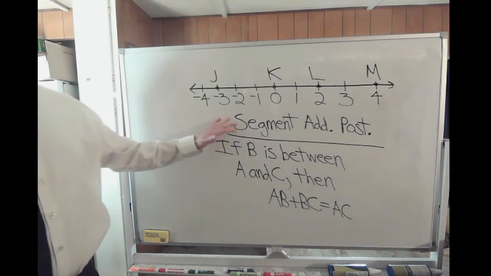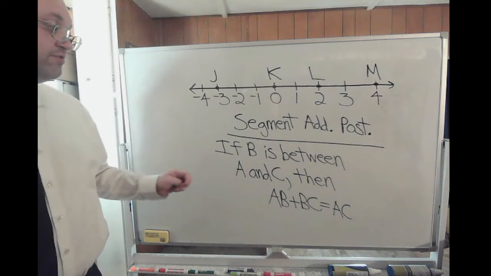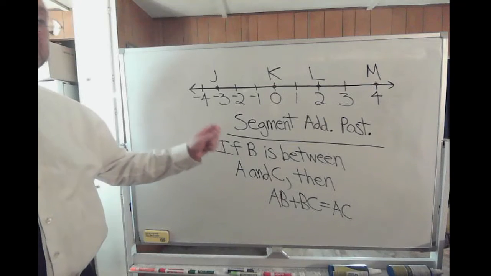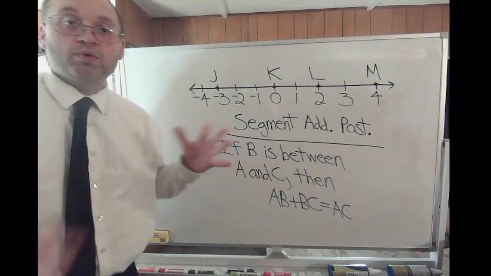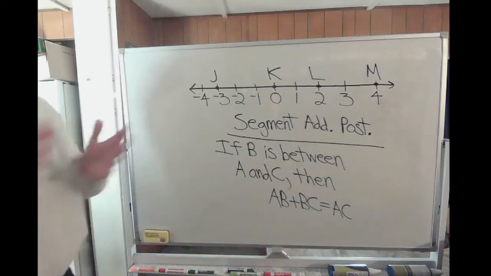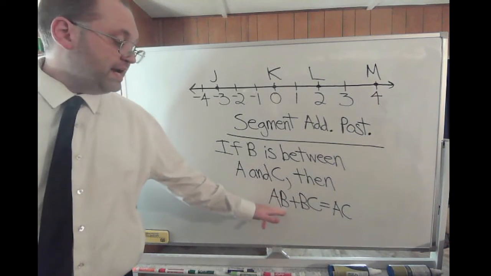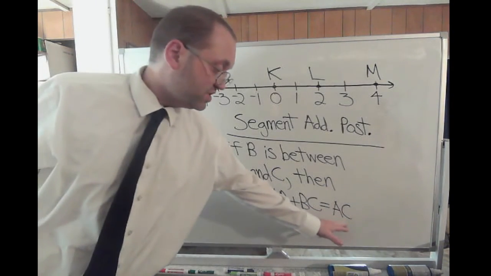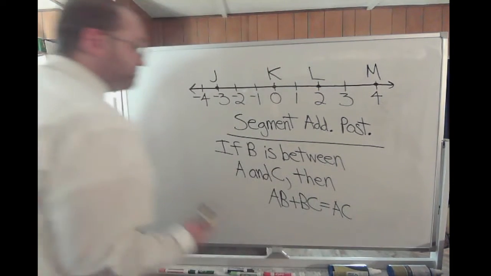Basically the idea of the segment addition postulate is you have 3 points: A, B, and C. A starts the segment, C is at the other end of the segment, and in between points A and C you have B somewhere on the segment. The idea is that you could add up the length of segment AB plus the length of segment BC and get the length of the whole segment AC. That's how the segment addition postulate works.